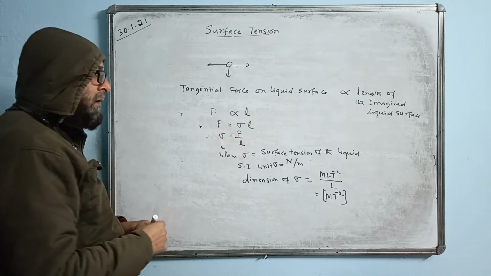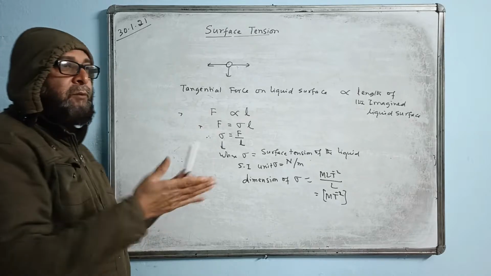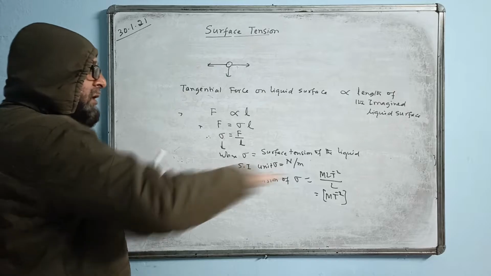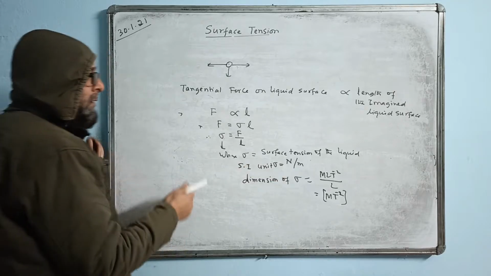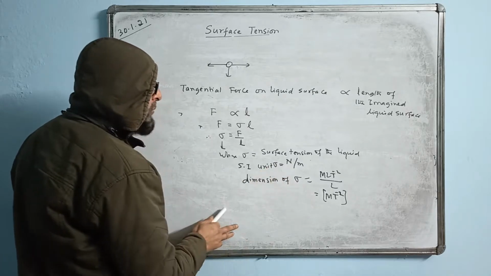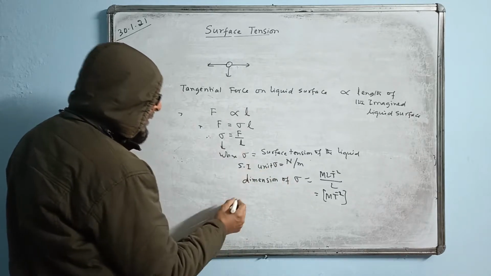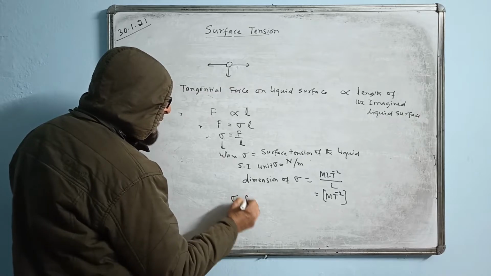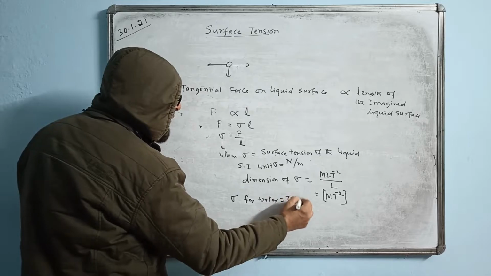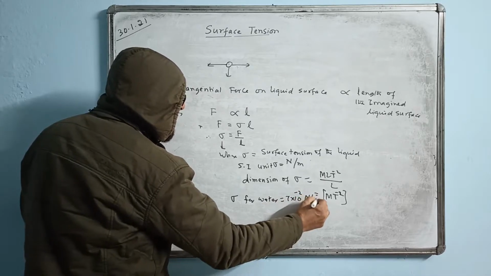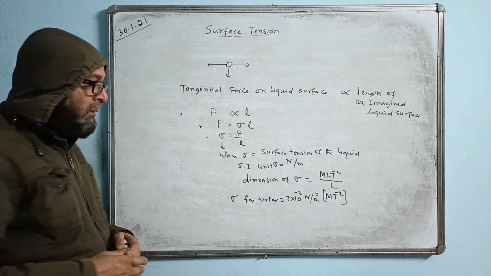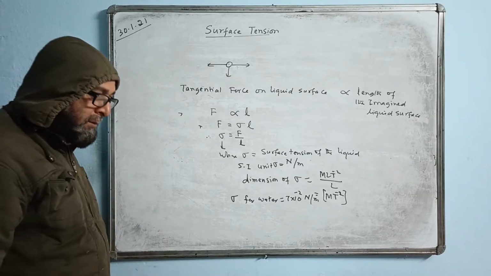Force by length. But what kind of liquid? A normal liquid does not have a length, but we have to imagine the length of the surface of the liquid. So the dimension is this and the unit is Newton per meter. This is how we measure. You can add the surface tension for water. The value is 7 into 10 to the power minus 2 Newton per meter. Water surface tension value is this much.